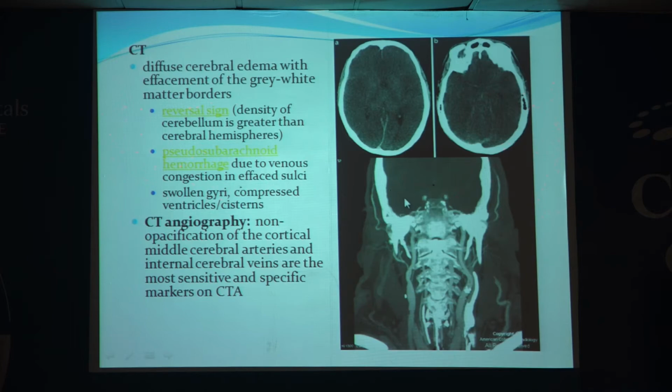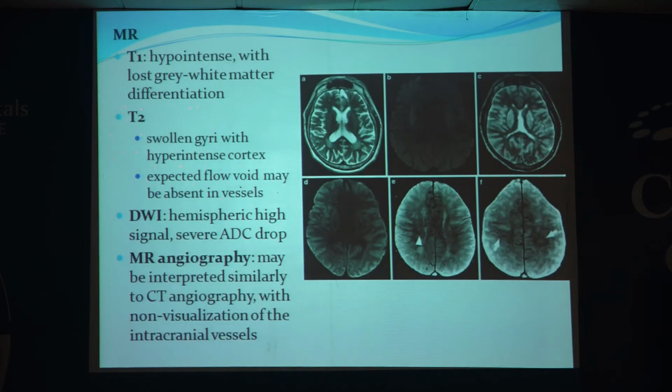And on angio, we can see that there is absence of contrast filling inside the branches of the middle cerebral artery, and also there will be no contrast filling inside the internal cerebral veins. And on MRI, similarly, we can see T1 hypointense signal in the affected areas with loss of gray white matter differentiation. On T2, there will be gyral edema, swollen gyri, and diffusion. There may be diffusion restriction in the affected areas. MR angio, similar to that of CT angio, there will be loss of flow signal inside the intracranial branches and the venous sinuses as well.